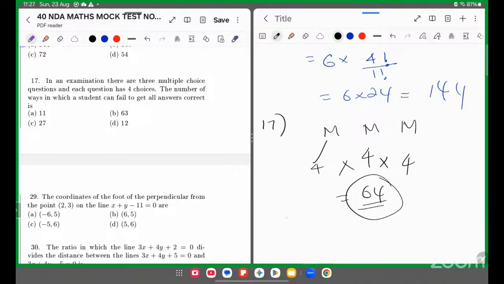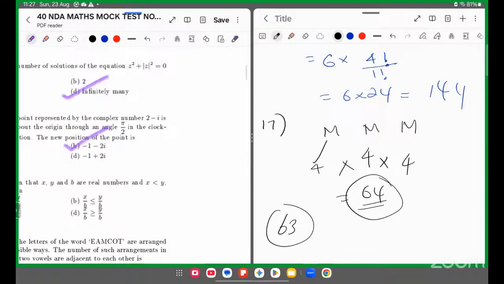So 64 minus 1 will be 63. Those 63 options are there in which you will not get all the answers correct. In one way, you will be able to get all the answers correct. The remaining 63 are the number of ways in which a student can fail to get all answers correct. That is question number 17.